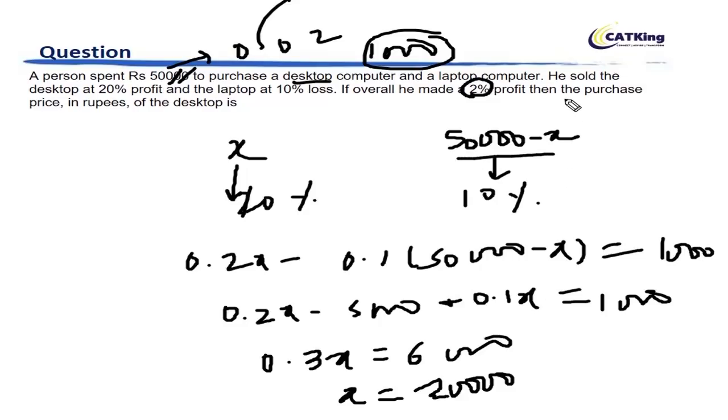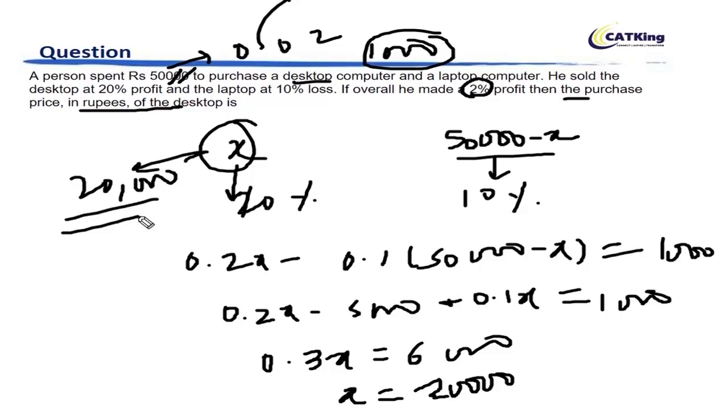What do we have to find out? The purchase price of the desktop. The desktop we had taken as x. So your answer to this question is 20,000. Traditionally this is how you solve this question. However, we recommend that we should not solve a question like this using this approach in the exam because it will take more time. How can I solve it faster?